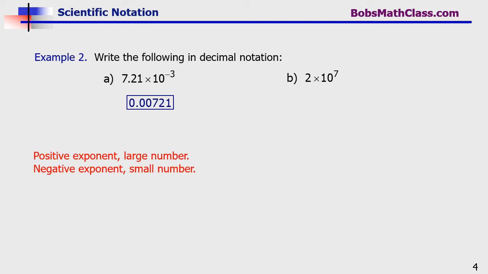2 times 10 to the 7th. Positive exponent? Big number, right? Which way should you go? To the right. When the decimal point isn't visible, it's always at the end of the number. So move it over 7 places to the right. So 20 million. I wouldn't mind having that in my bank account either. I would be okay with that. Okay.